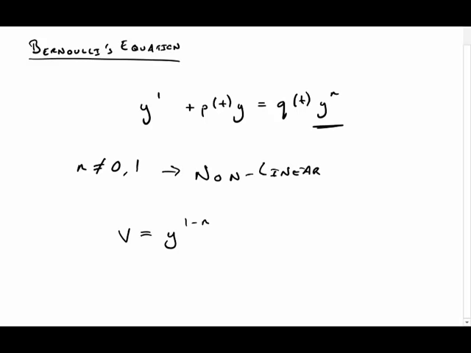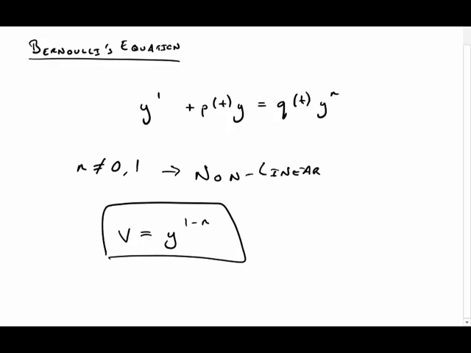So we look at the thing which makes the equation non-linear, and we find n, and then we make a substitution. This is the substitution that we make. We say that v is just going to be y to the power of 1 minus whatever that power is. The best way of seeing this is via an example.